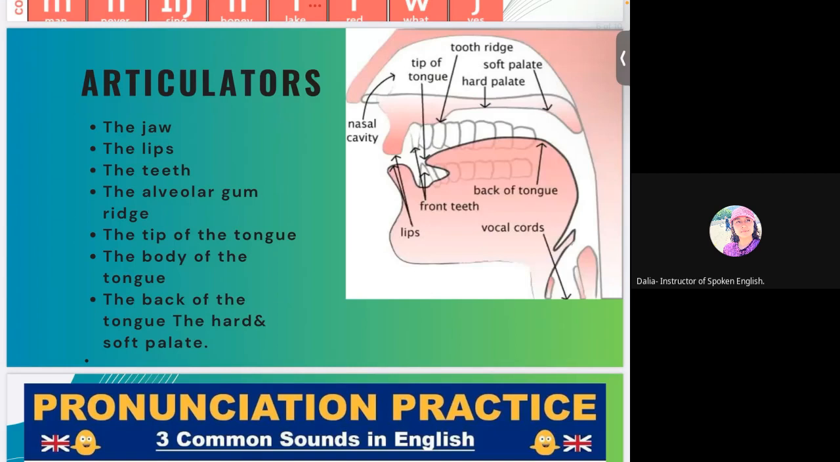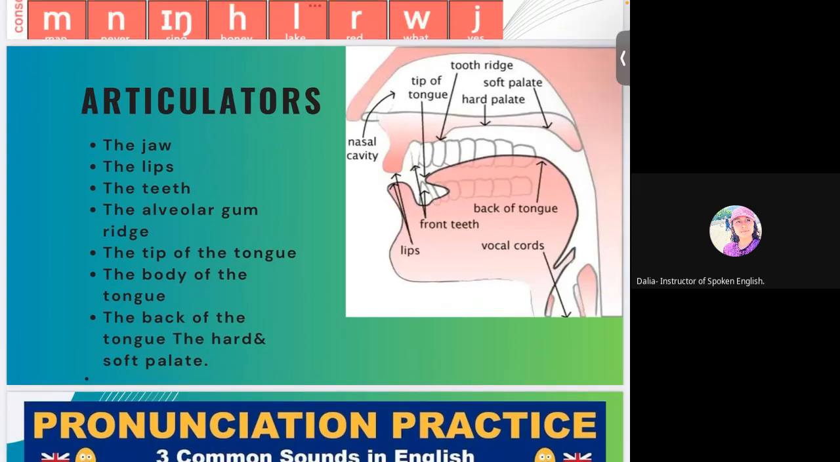Okay, so whenever you are articulating any word, you have to know about what is jaw, lips, teeth, alveolar gummaries, the tip of the tongue, the bottom of the tongue, the tip of the teeth, the top of the teeth, the bottom of the teeth, the body of the tongue, the back of the tongue, the hard and soft palate. Okay, vocal cords, right?